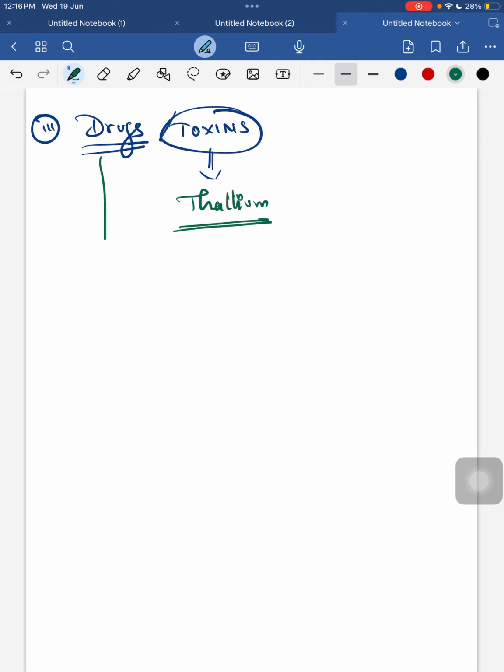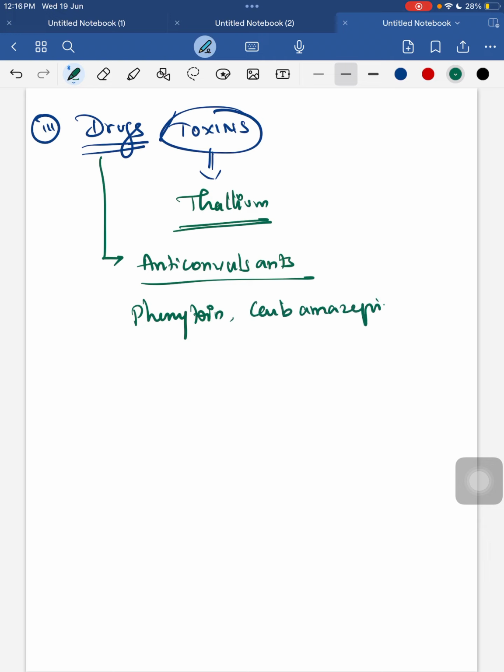So this accounts for nearly one third of all childhood ataxias. This ataxia is most often accompanied by nystagmus, confusion, inappropriate behavior or inappropriate speech. So you need a high index of suspicion to diagnose that the child has got drugs or toxins.